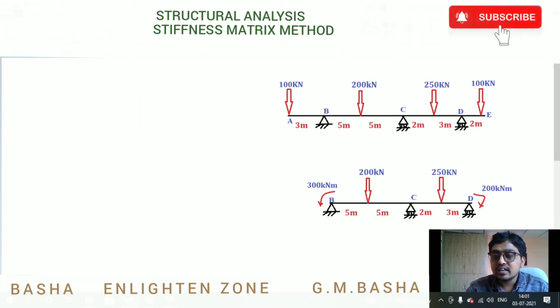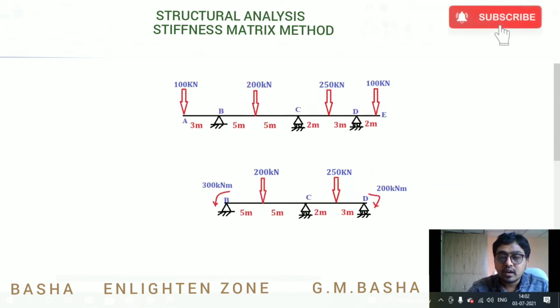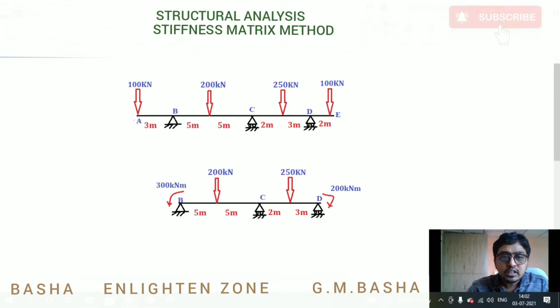See here, this is another example. At end AB there will be a cantilever portion. This is a continuous beam BC, CD, and there will be another cantilever portion for DE. So for this type of problem, what do we have to do?